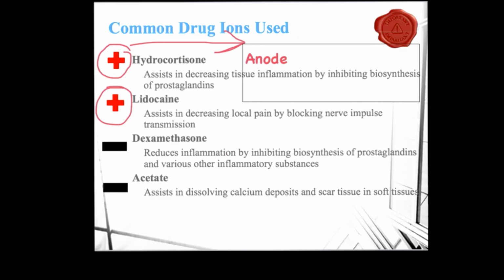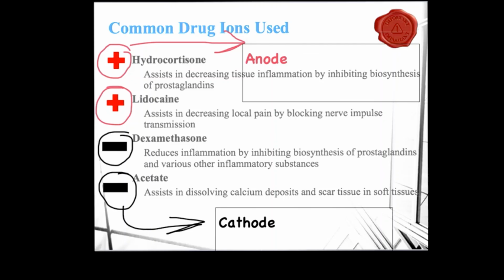Now, you have dexamethasone, which is negative, and acetate, which is negative. So where are they going to go? Under the cathode, of course. So those things are important to remember. But let's look at each of these as to why we're going to use them.